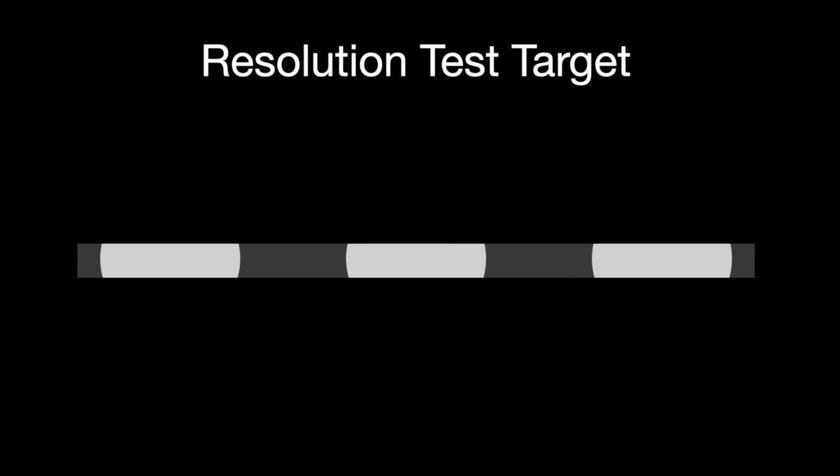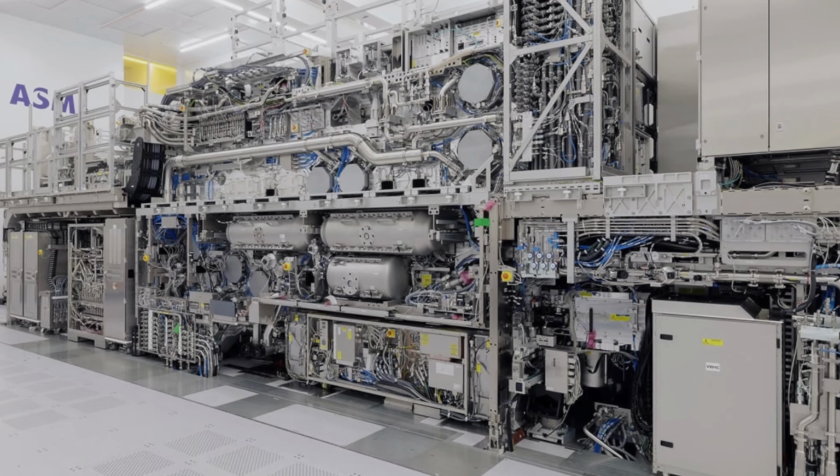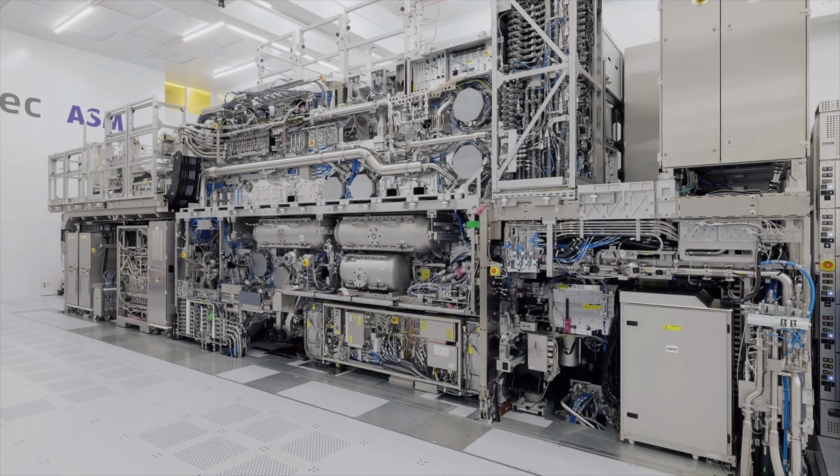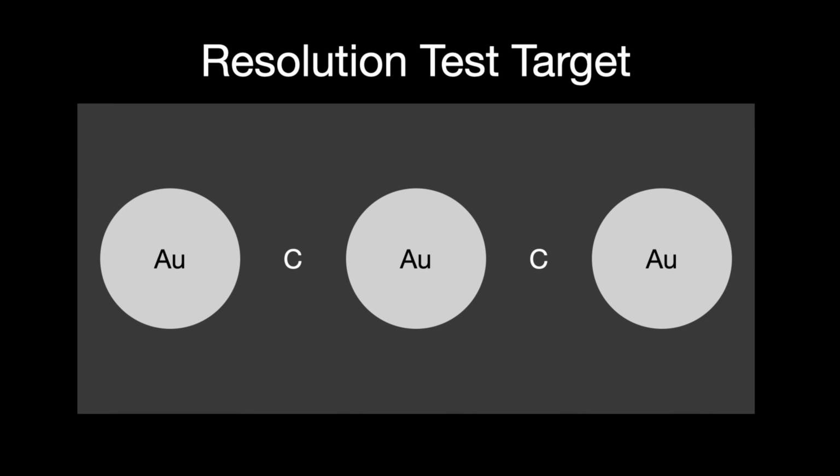Okay, so ideally we want to make our test target with alternating gold and carbon regions. Now, lines would be fine, but remember, we're doing this for a scanning electron microscope, so any features we make have to be tiny. And unfortunately, my multi-million-dollar EUV lithography machine is in the shop right now. Fortunately for us, spheres can actually accomplish the same task.